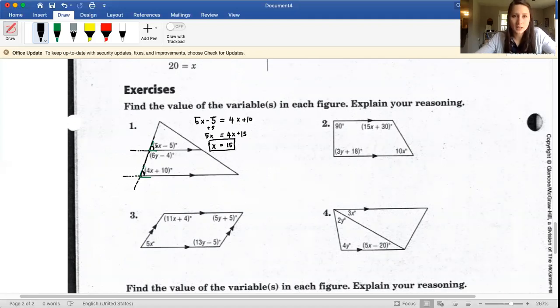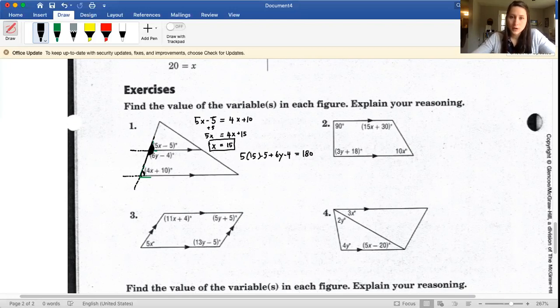I know that 5x minus 5, this angle, plus 6y minus 4 should add up to be 180 degrees, because this is what we call a linear pair. They form this line. So I could sub x into the equation and do 5 times 15 minus 5 plus 6y minus 4 equals 180. So now I can work this out like an algebraic equation.